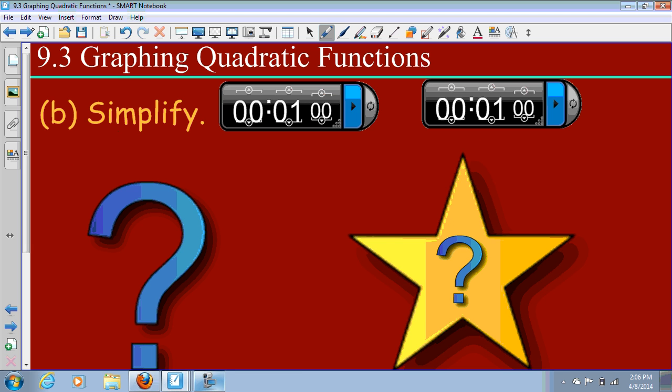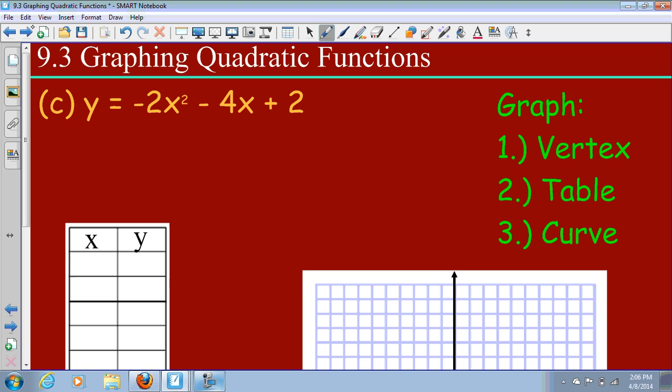Okay, let's try another one here. How about this one? Checklist. Vertex. Opposite b over 2a. B is negative 4, so the opposite of that is 4. 2 times, what's a? Negative 2. So 4 over negative 4, that equals negative 1. All right, so x equals negative 1. So I substitute that back in. 2 times negative 1 squared minus 4 times negative 1 plus 2. Negative 1 squared is 1 times 2 is 2. Negative 4 times negative 1 is positive 4. Positive 2. 2 plus 4 plus 2 is 8.